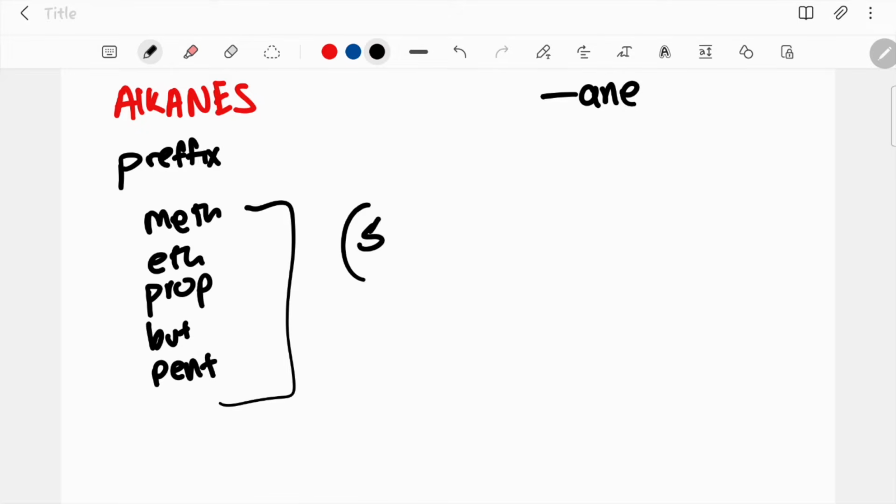You need to only know the first 5 for IGCSE. So do not learn hexa, hepta, deca, all that. You do not need to know that. You just need to know these 5. So this is very important. This is the first step to understanding this topic.